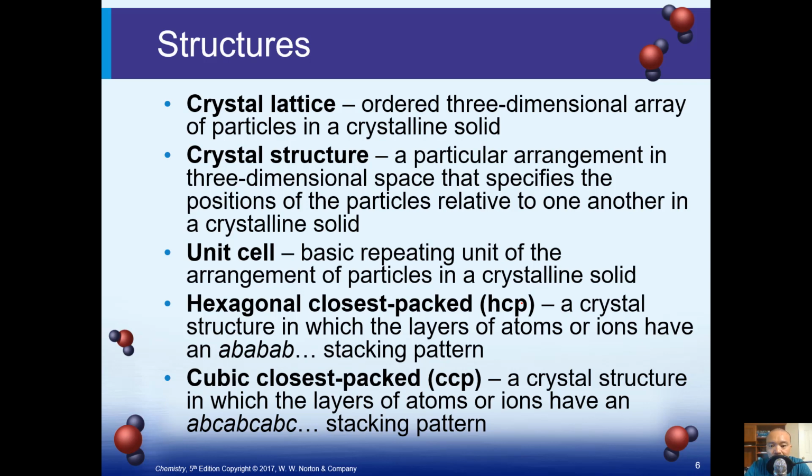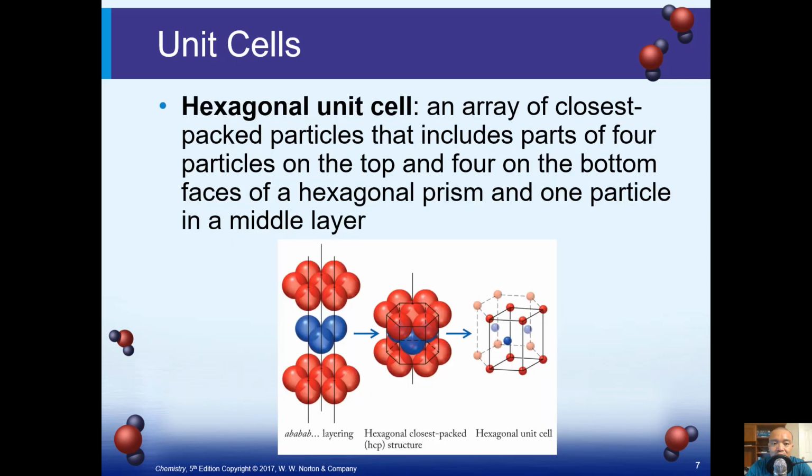We define the unit cell of a crystalline solid as the basic repeating unit for the particles in the three-dimensional ordered array. We can identify the stacking pattern as either hexagonal closest packing, which has an AB, AB, AB repeating pattern, or cubic closest packing, which exhibits an ABC, ABC, ABC repeating pattern.